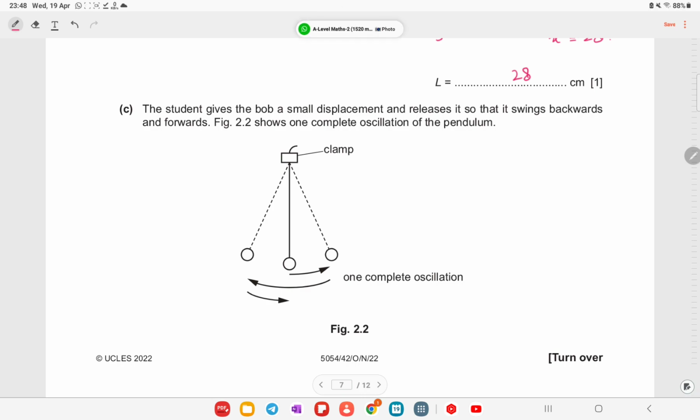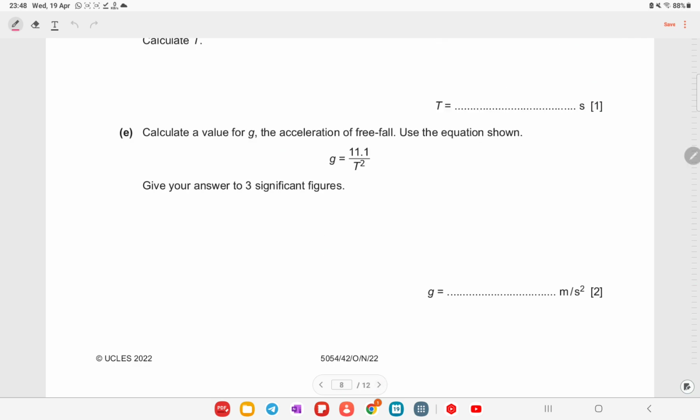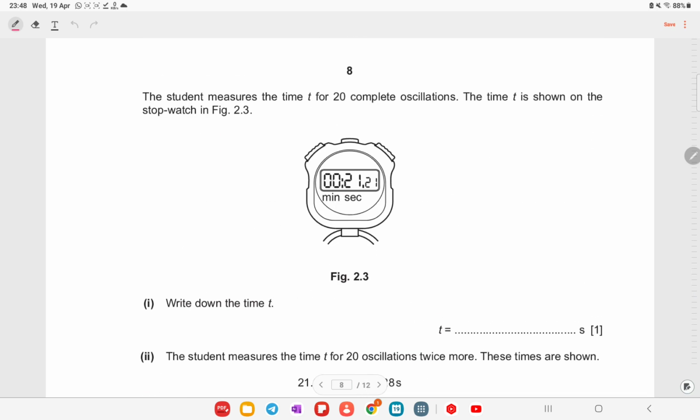The student gives the bob a small displacement and releases it so that it swings back and forth. Figure 2.2 shows one complete oscillation of a pendulum, which has been drawn over here. The student measures the time t for 20 complete oscillations. The time t is shown on the stopwatch, figure 2.3. Write down the time t. It's given in seconds, so you have to write 21.21 seconds.